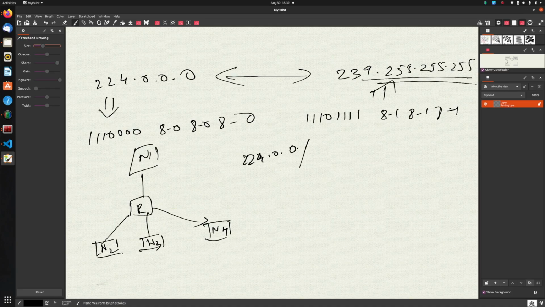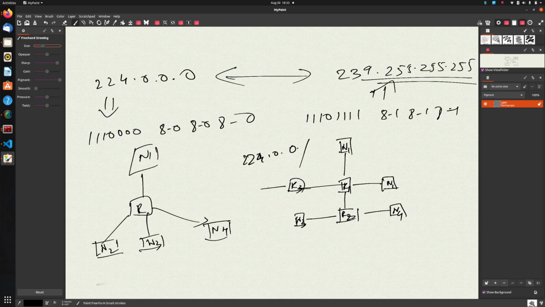Things become more interesting when we have a topology like this. There is N1 connected to a router, let's say this is R1, this is R2, and then R1 is connected to N2, R3 is connected to N3 and N4, and again R1 is connected to, let's say, R3. I'm just drawing this from my mind, it's just a simple example. It's connected to N5 and things like that.